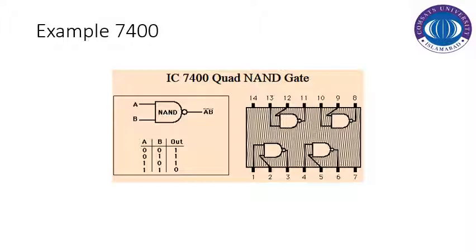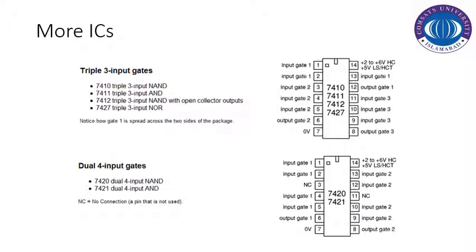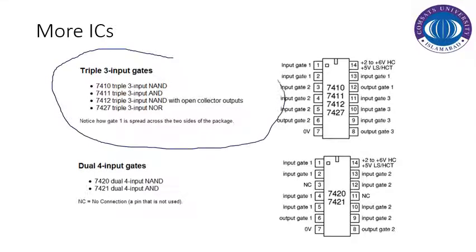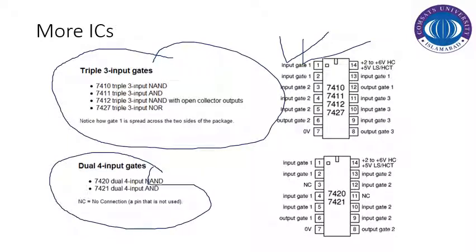This is the internal structure for 7400. This is the quad NAND gate. Quad means we have 4 NAND gates in that particular IC, and this is the symbolic representation and pin connections. If you want to use NAND gates, you can use these 4 NAND gates in one single package, that is 7400. So these are some more ICs, for example 3 input gate ICs with the pin orientation specified here, and these are the ICs that have 4 inputs and their pin orientation is specified here.